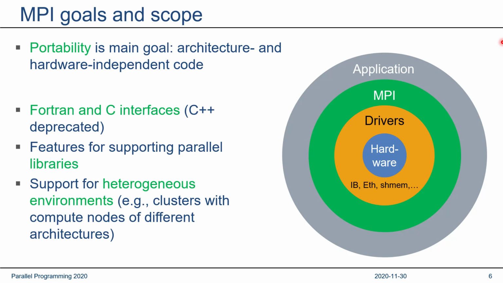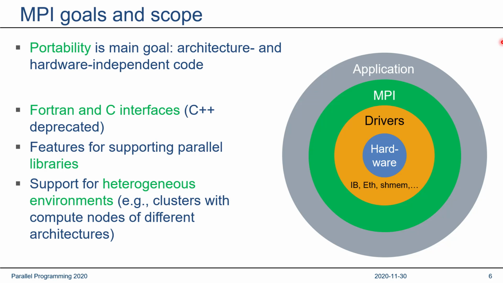MPI is defined with Fortran and C bindings. C++ bindings were deprecated some time ago because it was recognized that they were rarely used, because C++ programmers tend to build their own abstraction layers around the C interface of MPI, so it wasn't considered to be necessary to further maintain the C++ bindings. MPI has some interesting features that support the development of parallel libraries, and we'll come to that, of course.